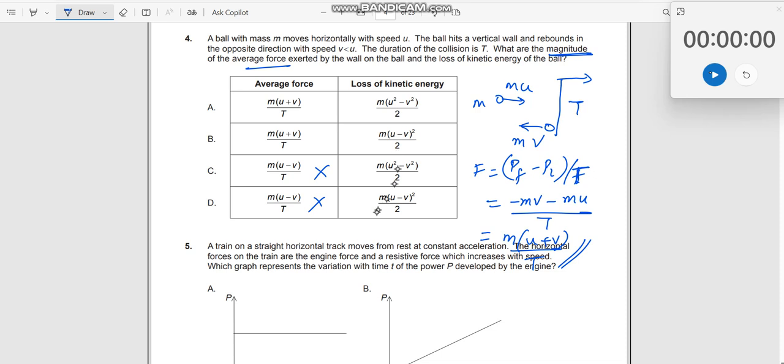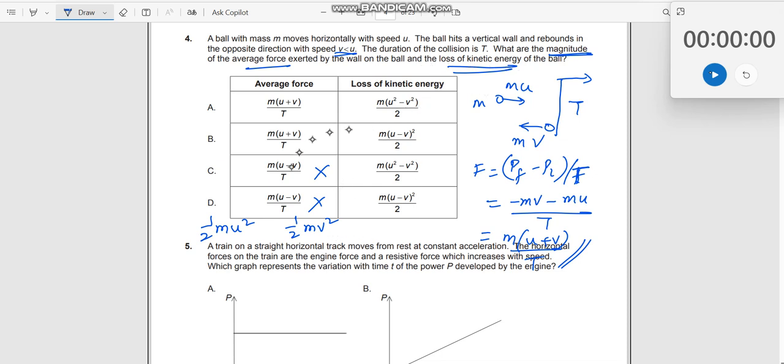Oh, there is one more column here. He is asking about the loss of kinetic energy. So initial kinetic energy is very high, right? Because u is much larger. See, v is less than u here. Initial kinetic energy is higher, which should be half mu square. And what is the final kinetic energy? Half mv square, right?